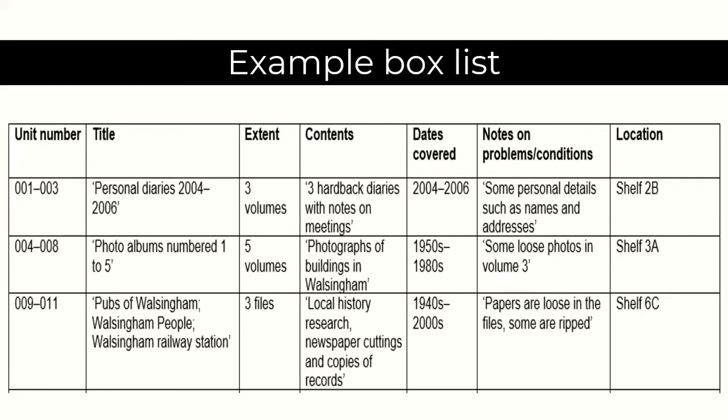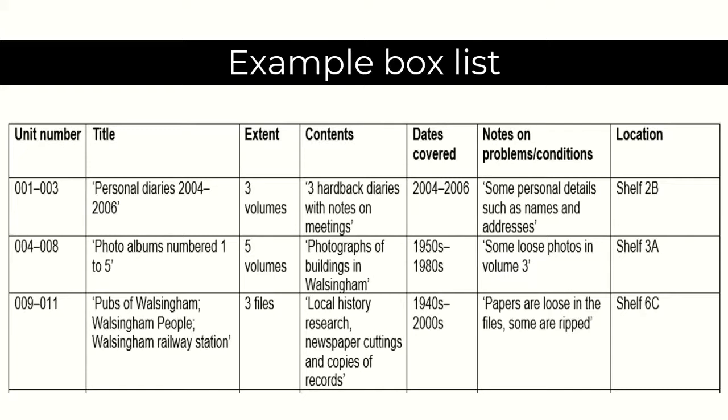Contents. Give a very brief overview, 2 or 3 sentences, of what's being described. Include details of which kinds of records are included, such as correspondence, reports or photographs. Remember, your users can look at the actual items to get more information, and this is not as detailed as cataloguing. Dates covered. Include the date or date ranges that cover the items.